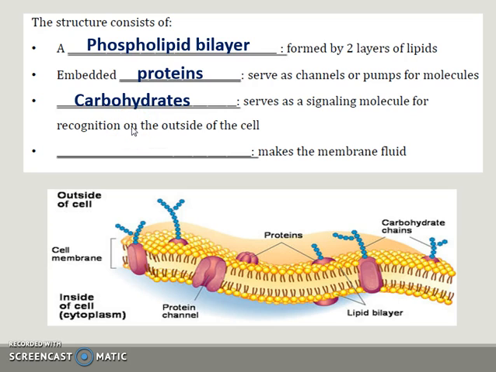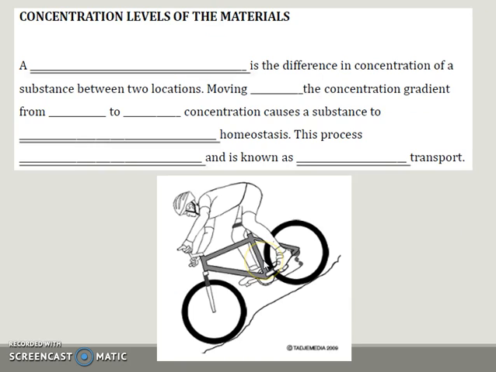Carbohydrates, which serve as signaling molecules for recognition on the outside of the cell. So here you go right here. These are the carbohydrates that are going to help signal molecules. And then the cholesterol, which makes the membrane fluid, so it's not just rigid. And this picture doesn't show it, but they would be embedded similar to the proteins.